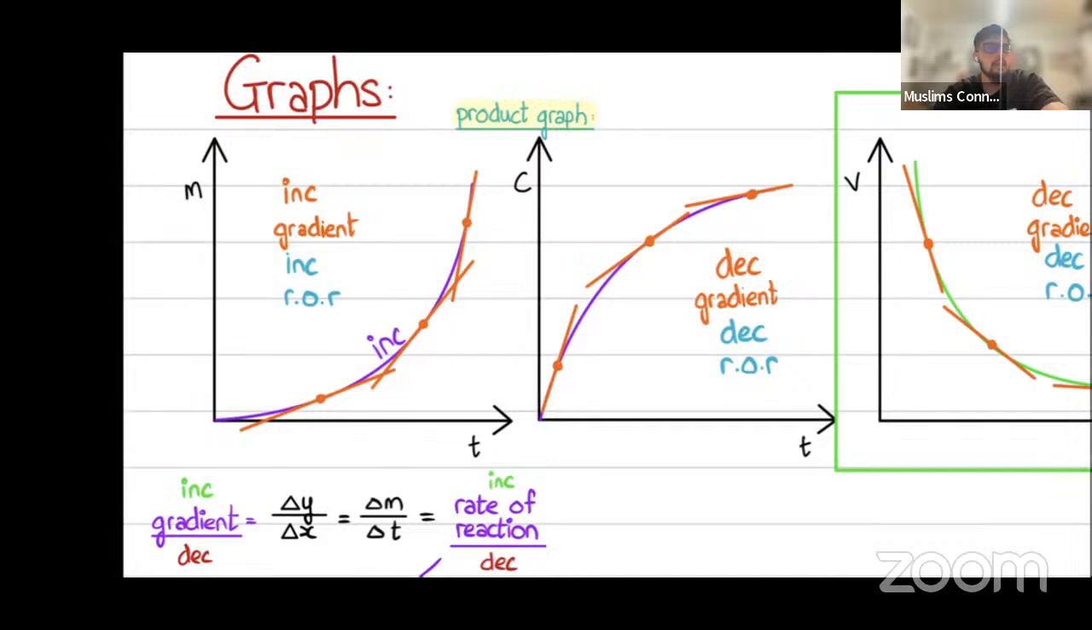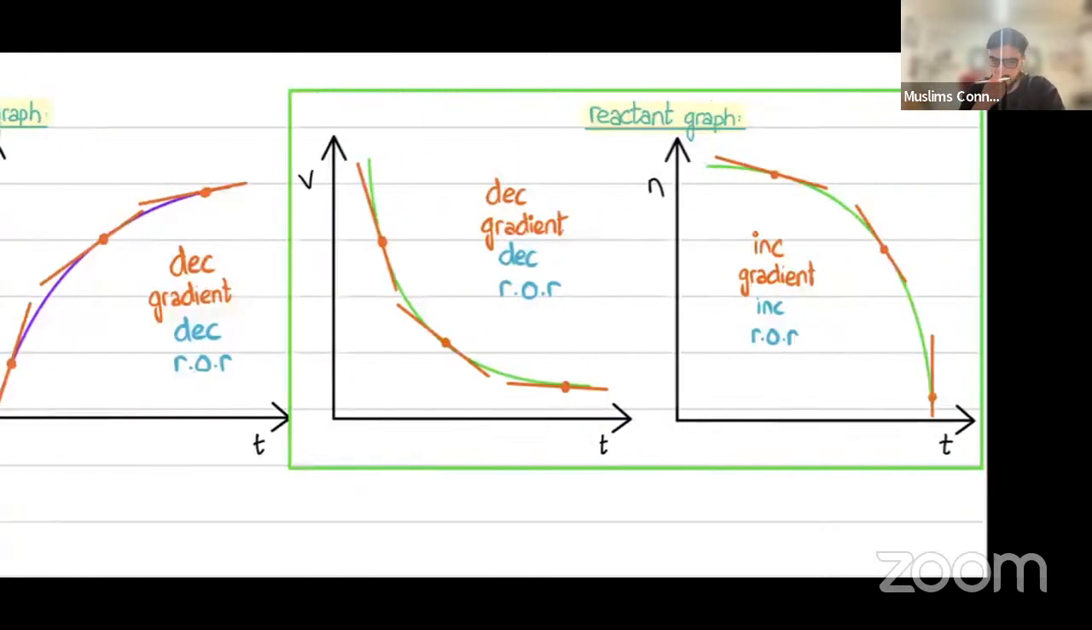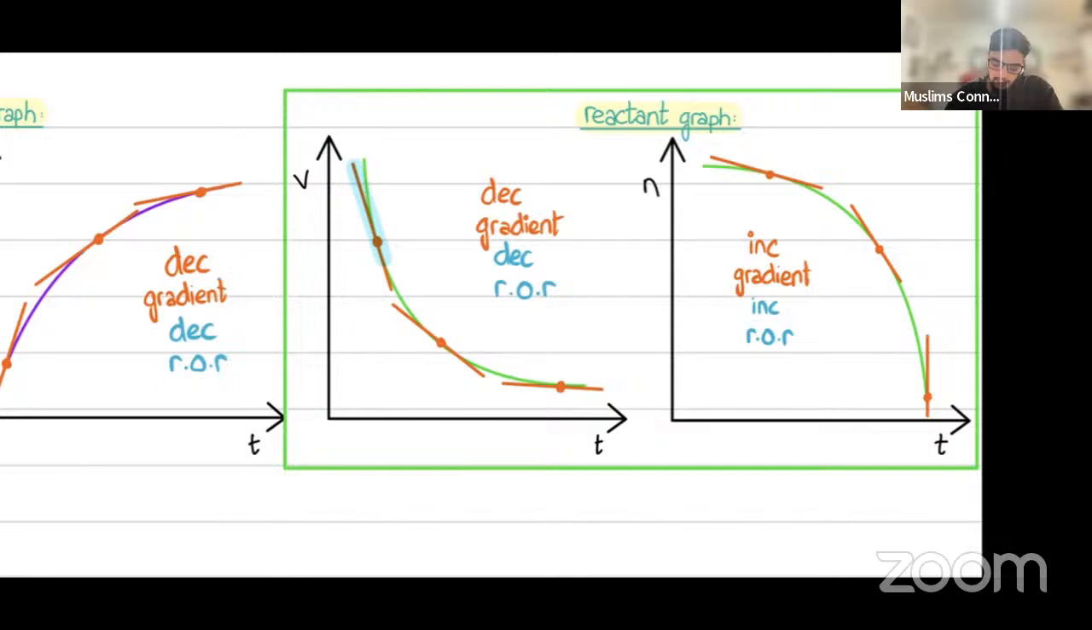Okay, so in this particular case, on the left, we have an increasing gradient because have a look at these straight lines as we go along. They are becoming more and more steep, which means an increasing gradient, which means an increasing rate of reaction. Let's look at these. Even though the y-axis value is still increasing, the rate at which it is increasing is slowing down a little bit. We can see that from the gradient lines becoming less and less steep, indicating the gradient is decreasing. Decreasing gradient, decreasing rate of reaction.